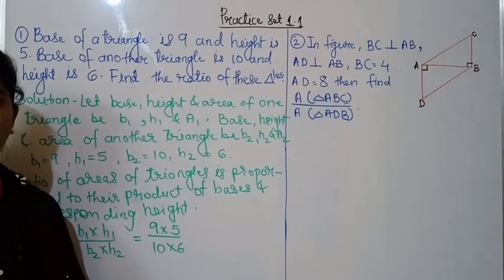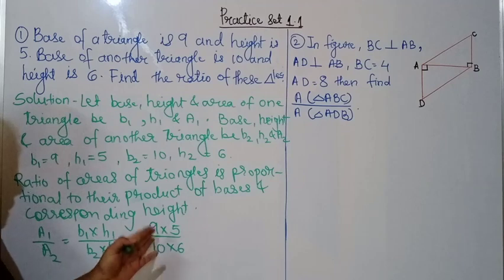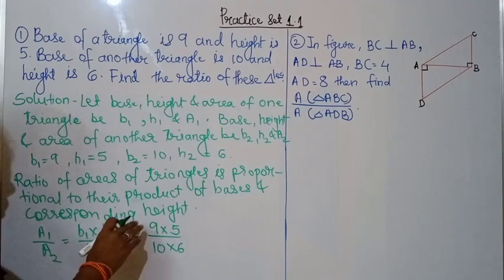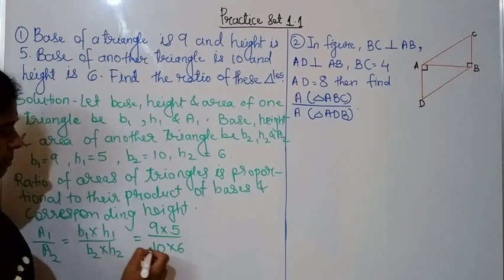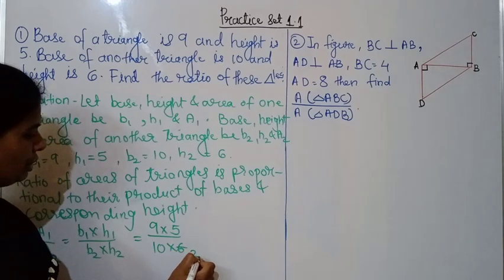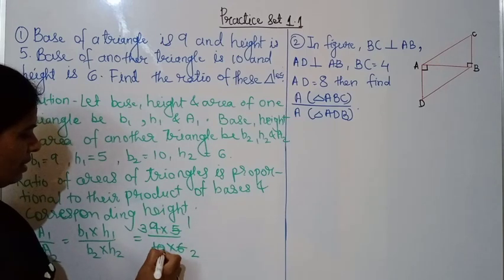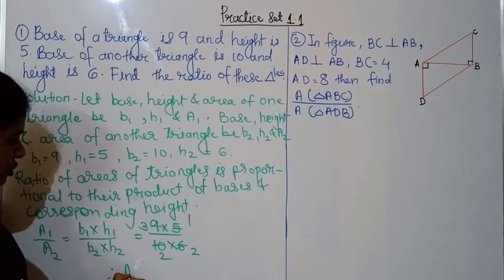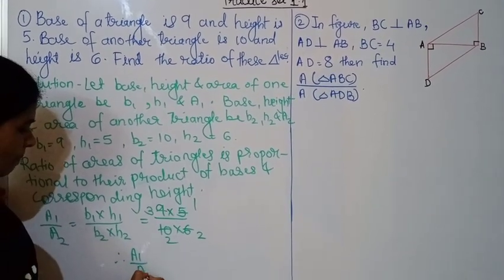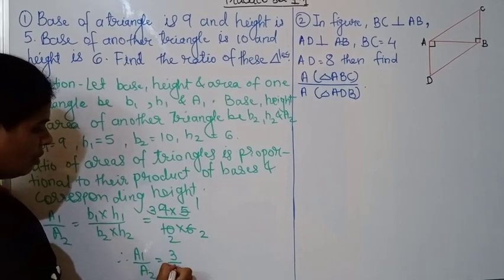Okay. Now you have to calculate this. You can directly say 9 5s are 45 and 10 6s are 60, or you can cross divide it here. Now 6 and 9 we can divide by 3. Okay. So 3 2s are 6 and 3 3s are 9. 5 1s are 5, 5 2s are 10. Okay. So therefore A1 upon A2 is equal to 3 upon 2 2s are 4.